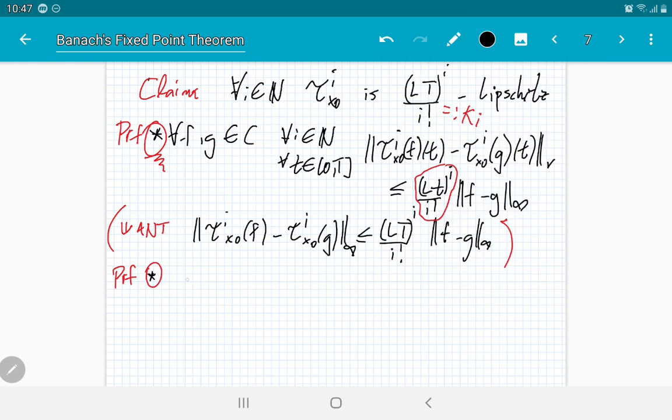Well, first of all, there's a base case, which is i equals 0, and that's okay automatically. What do you get for i equals 0? Tau raised to 0 is just the identity, right? So I'm looking at f of t minus g of t, and that's less than 1 times the infinity norm of f minus g. Of course, that's true by definition of the infinity norm. Now, let me look at a positive i, and that's my inductive step. I'm going to assume that the star statement is true for smaller i.